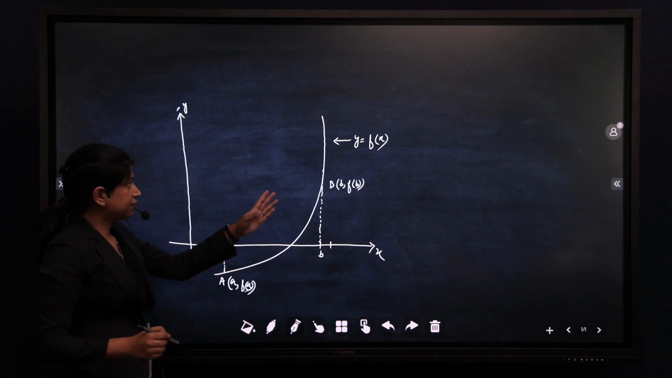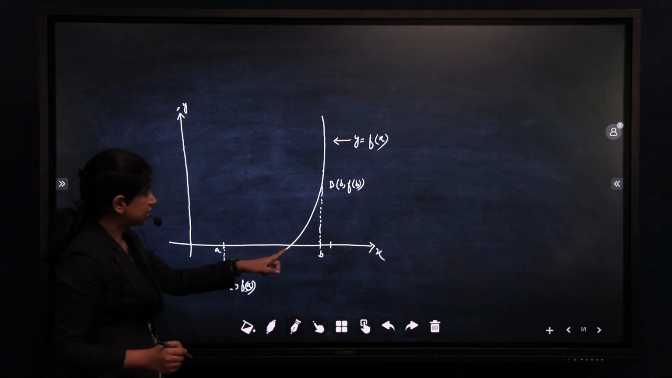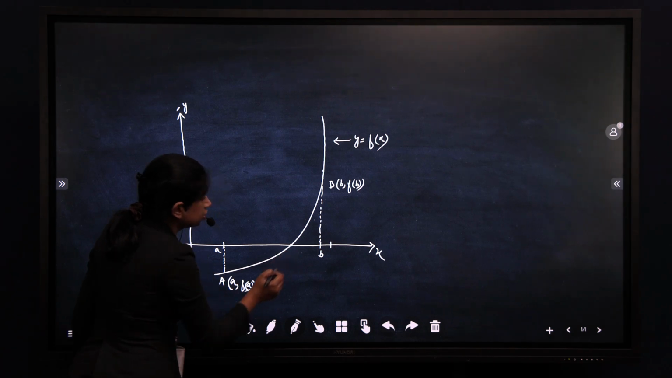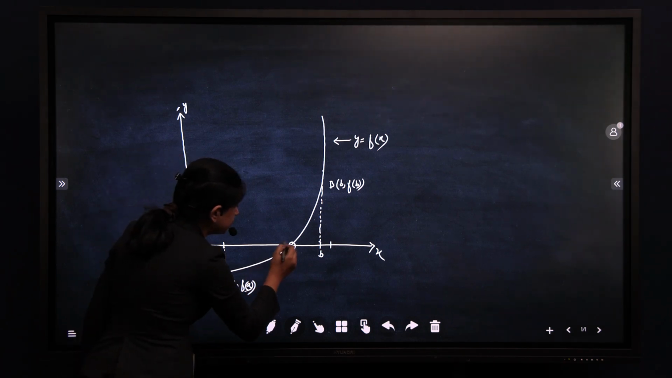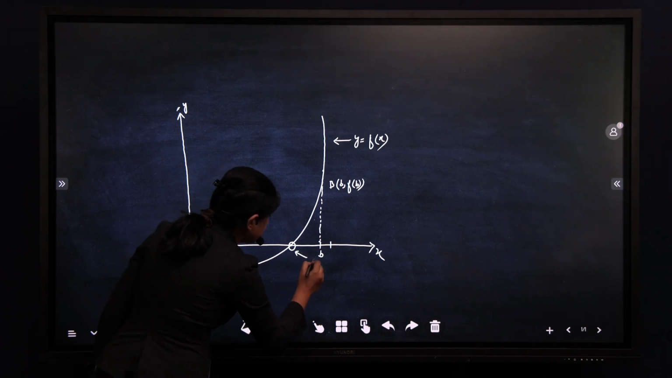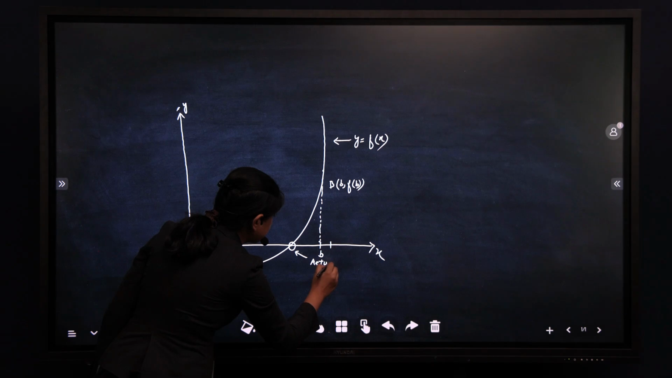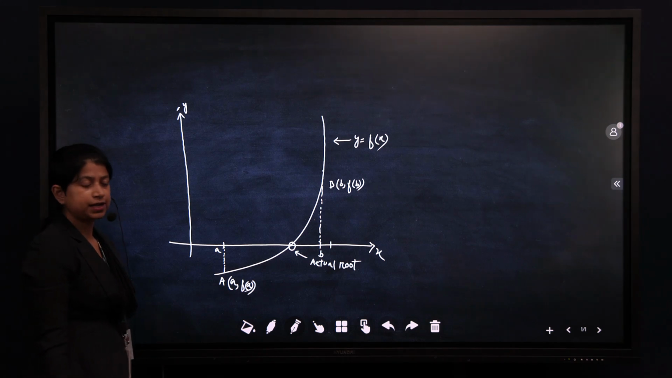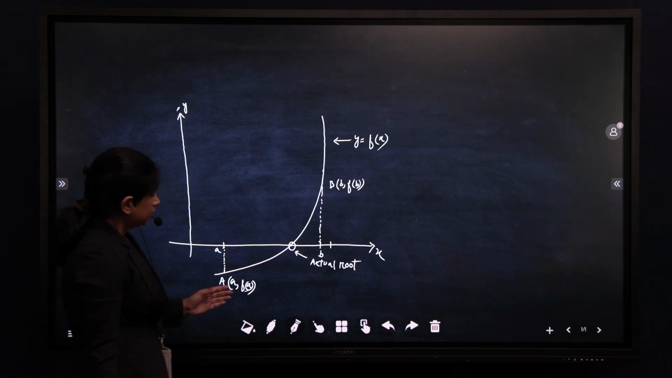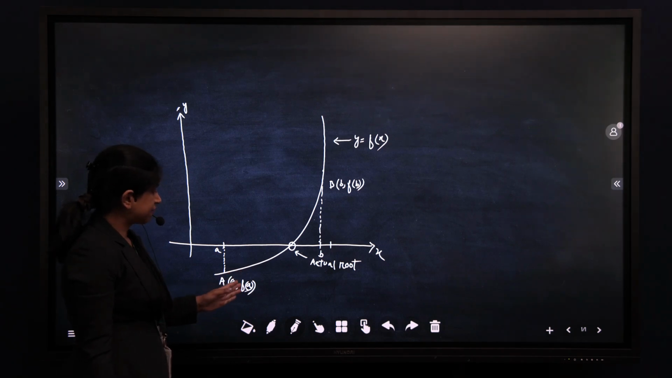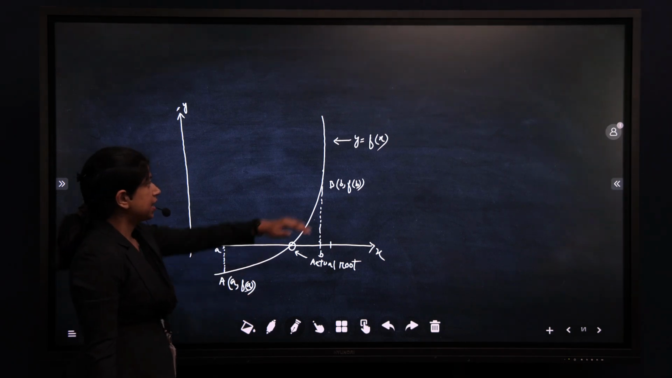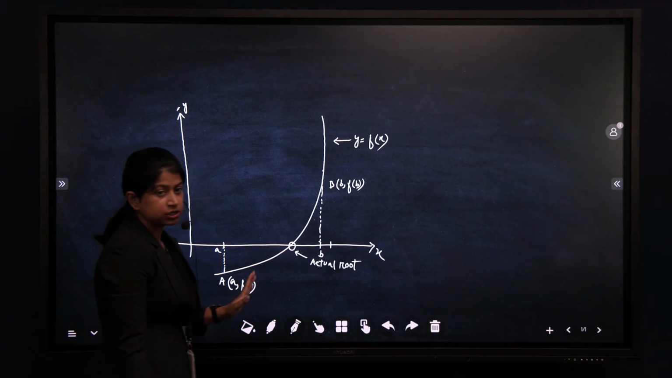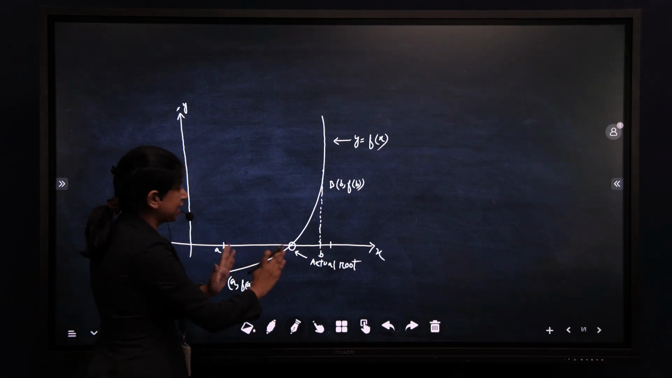So look at this y = f(x) function. It intersects the x-axis at this point. This point is the actual zero, or actual root. Fine. So now look at this. Here f(a) is lying in the 4th quadrant and f(b) is lying in the 1st quadrant. So f(a) is negative and f(b) is positive, and the root lies between a and b.